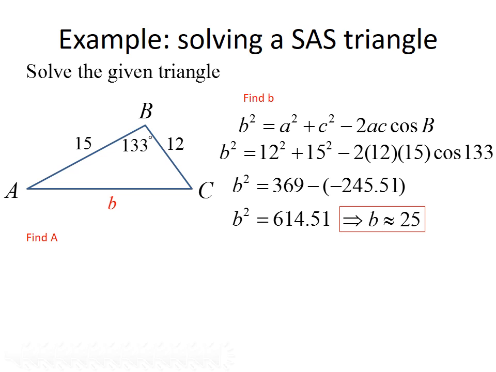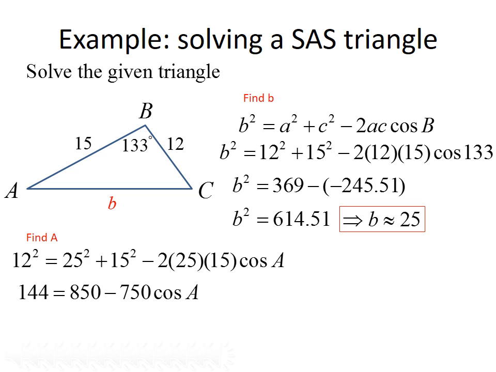So next we want to find the measure of angle A. Now, since we know side b and angle B, we could switch over and start using the law of sines here, but since this lecture is about the law of cosines, we're going to keep using the law of cosines for this example. So to find the measure of angle A, we're going to use the form of the law of cosines that has angle A in it. That's a squared equals b squared plus c squared minus 2bc cosine of A. And we'll plug in the values that we know. So 12 squared equals 25 squared plus 15 squared minus 2 times 25 times 15 times the cosine of A.